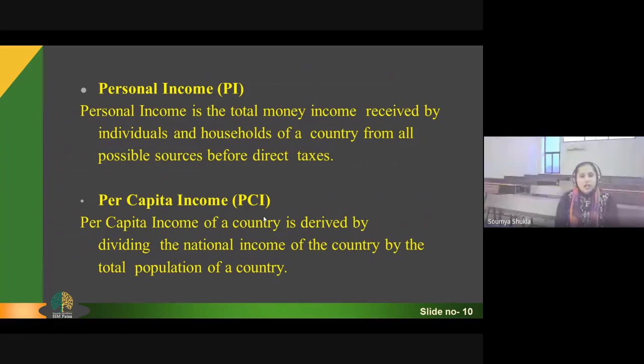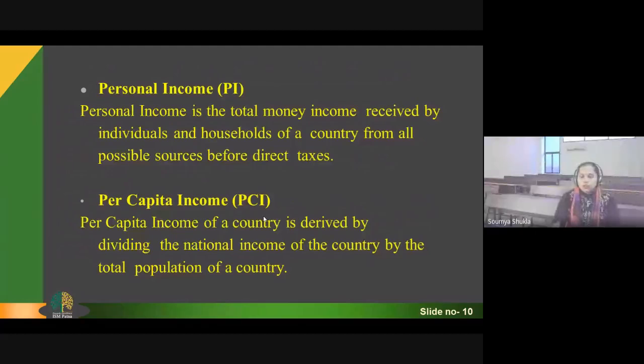Per capita income. Per capita income of a country is defined as the national income of the country divided by the total population of the country. The national income divided by the total population of the country is equal to the per capita income of a country.